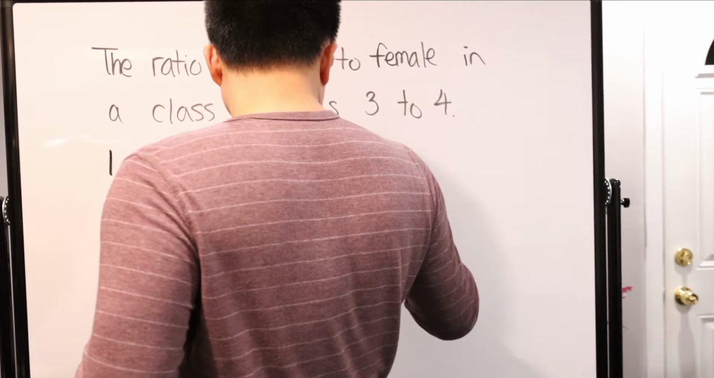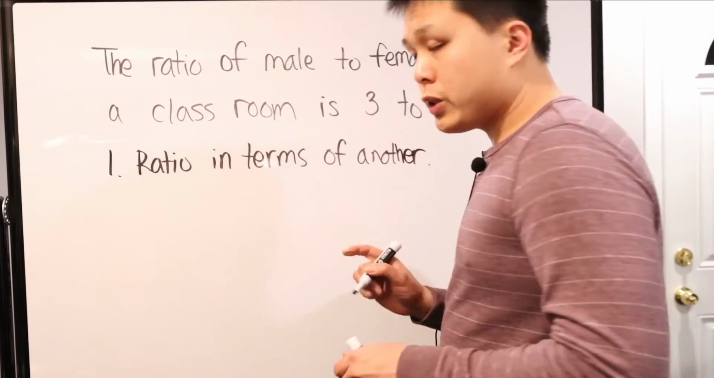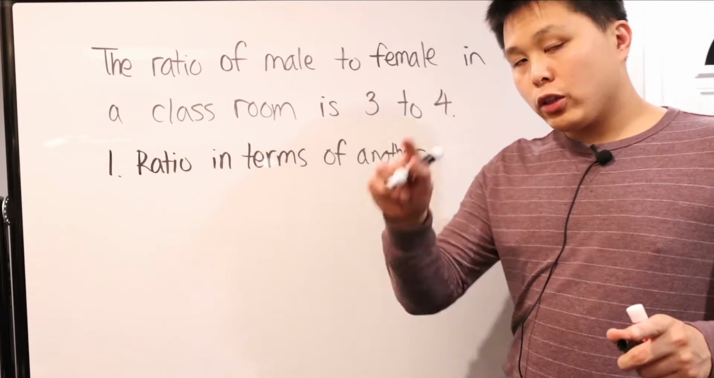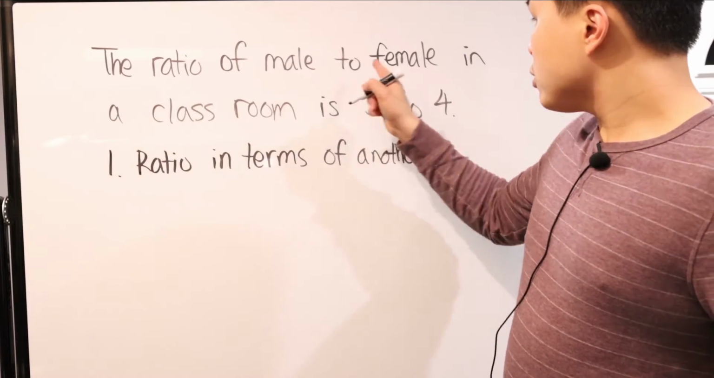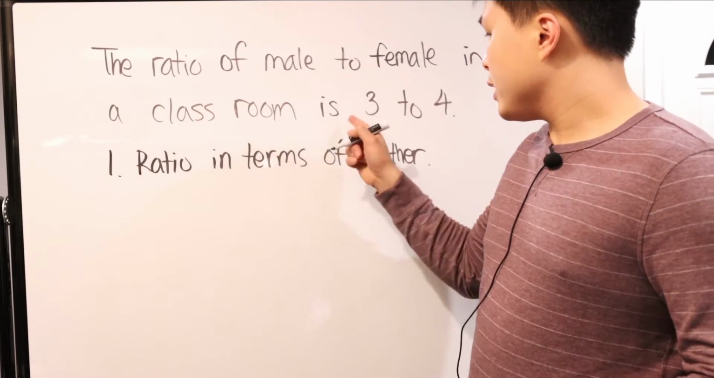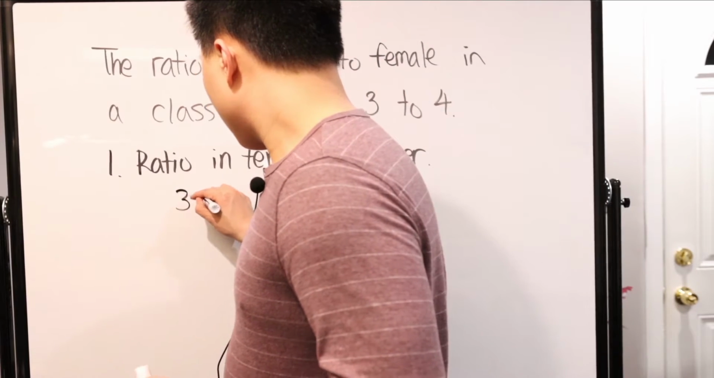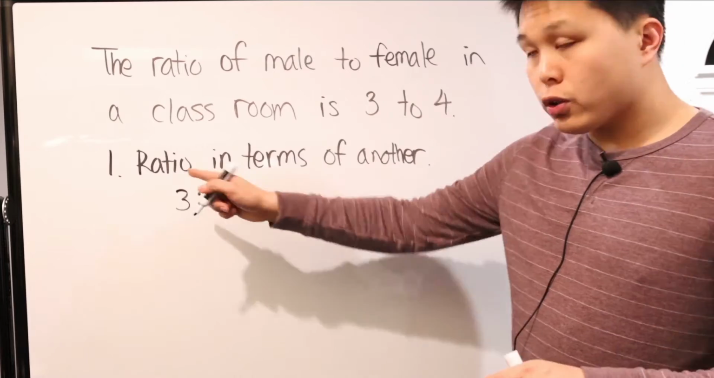Now, for this type of ratio, normally you would see the notation is that they're going to have at least two numbers, it might be more, and they're separated by colons. So, for example, the ratio of male to female in a classroom is 3 to 4, meaning 3 colon 4. There you go. This is the notation of the first type of ratio.